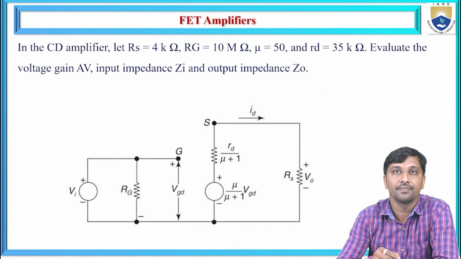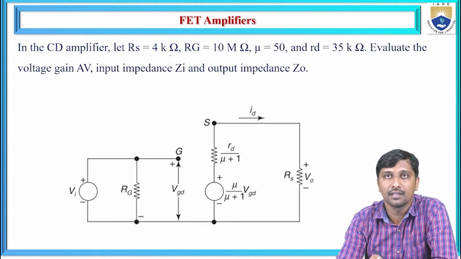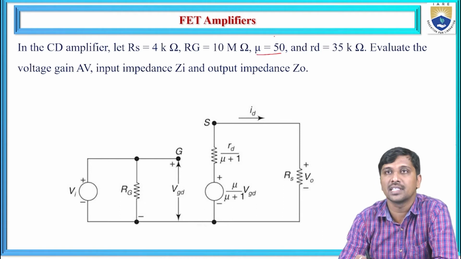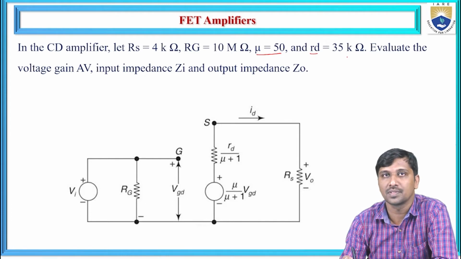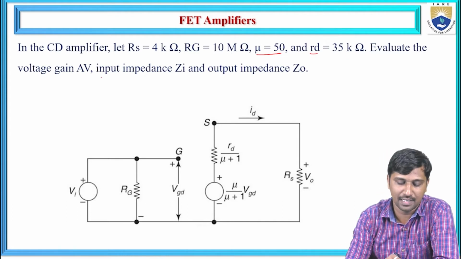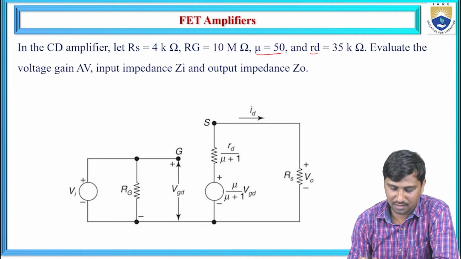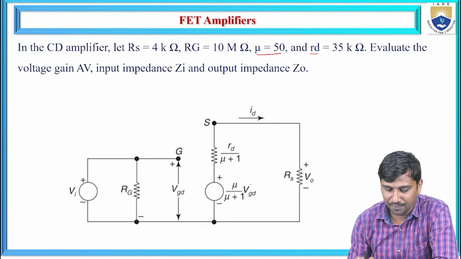Now let us consider the common drain amplifier, where the source resistance is 4 kilo ohms, the gate resistance is 10 mega ohms, the mu, the amplification factor, is 50, and the internal drain resistance is 35 kilo ohms. Evaluate the voltage gain, input impedance as well as the output impedance. So this is the given circuit for the common drain amplifier.